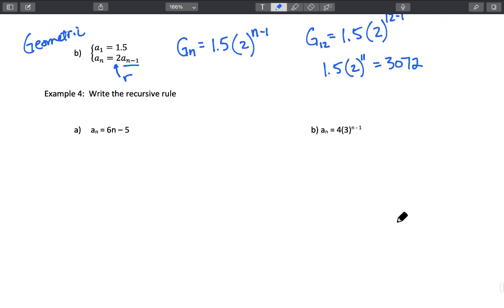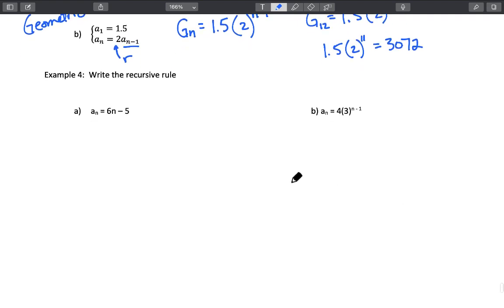All right, in our final example here for today, we want to write the recursive rule. Now we're given the explicit formula, and we want to go from explicit to recursive. So I need to know two things. I need to know my first term, and I need to know my common difference, or I need to know my first term and my common ratio.